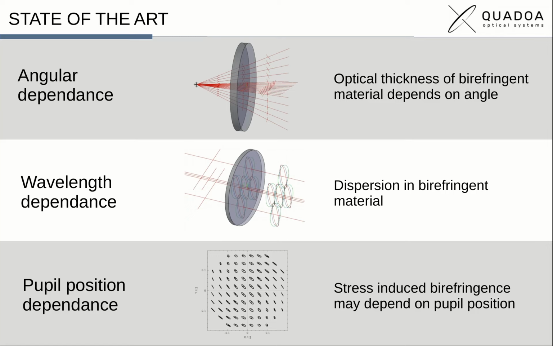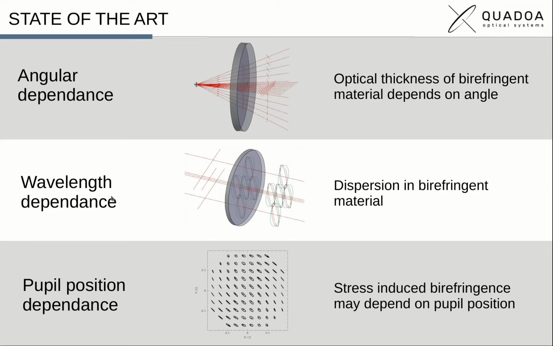Another limiting factor for the Jones or the Stokes calculus is that an element typically cannot be defined by a single matrix. For example, if we look at this wave plate, then the optical thickness of a ray depends on its angle, and therefore also the retardance is dependent on the angle, which means that we need a different Jones matrix for each angle to pass through the surface.